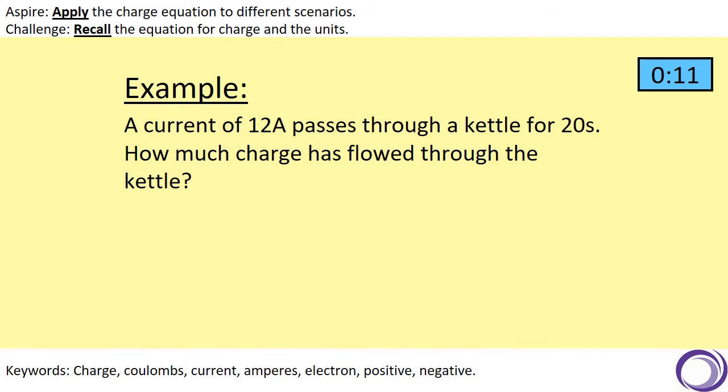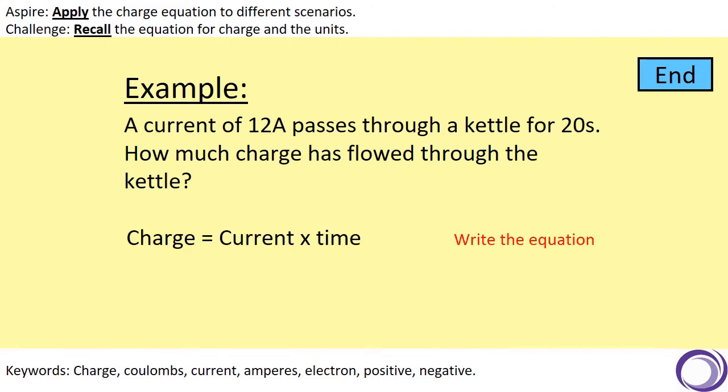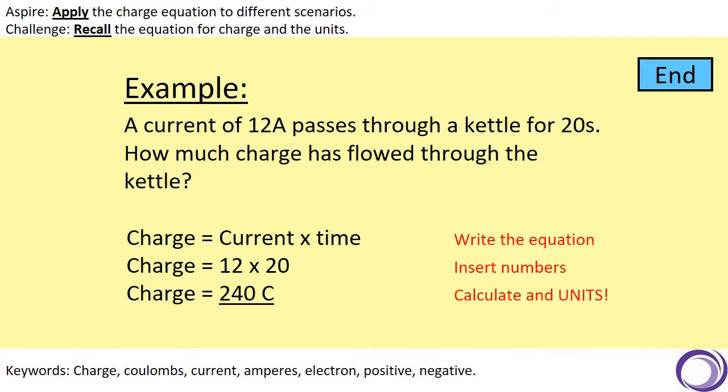There's 10 seconds left. First thing that you do then is write the equation down. So charge equals current times time, or Q equals IT. So the charge is the current, so that's 12 amps multiplied by 20 seconds. Put your numbers in. So that gives you 240. Then you add your units, coulombs, 240 coulombs.